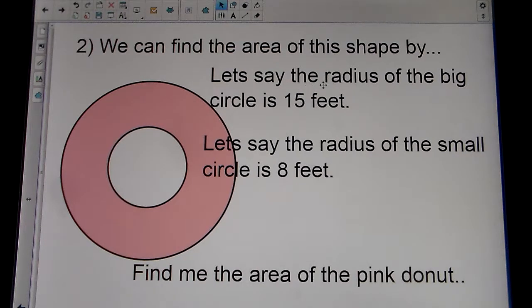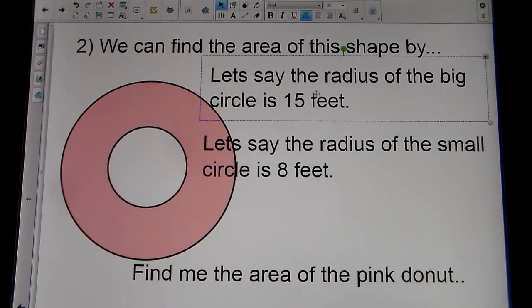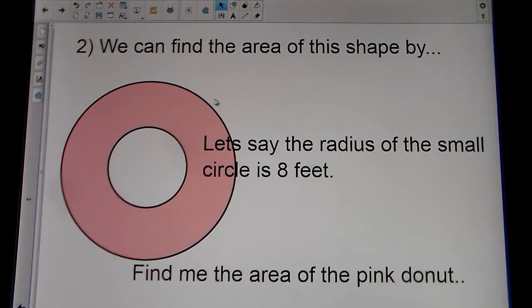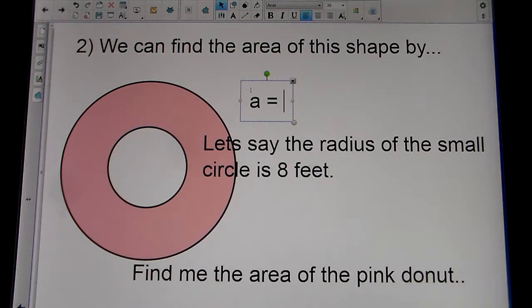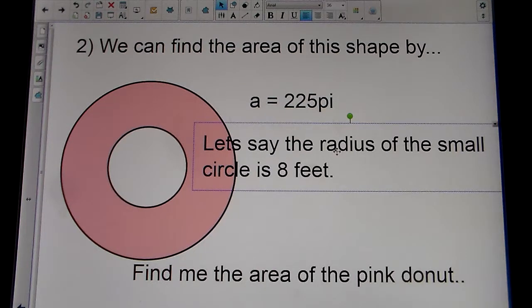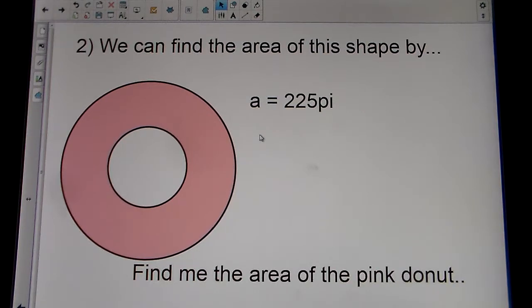So the radius being 15 feet, the area then will be 15 times 15. 15 times 15 is 225. So 225 pi, because it's 15 squared times pi. And the area of the small circle is 8 feet. 8 times 8 is 64. So A equals 64 pi.